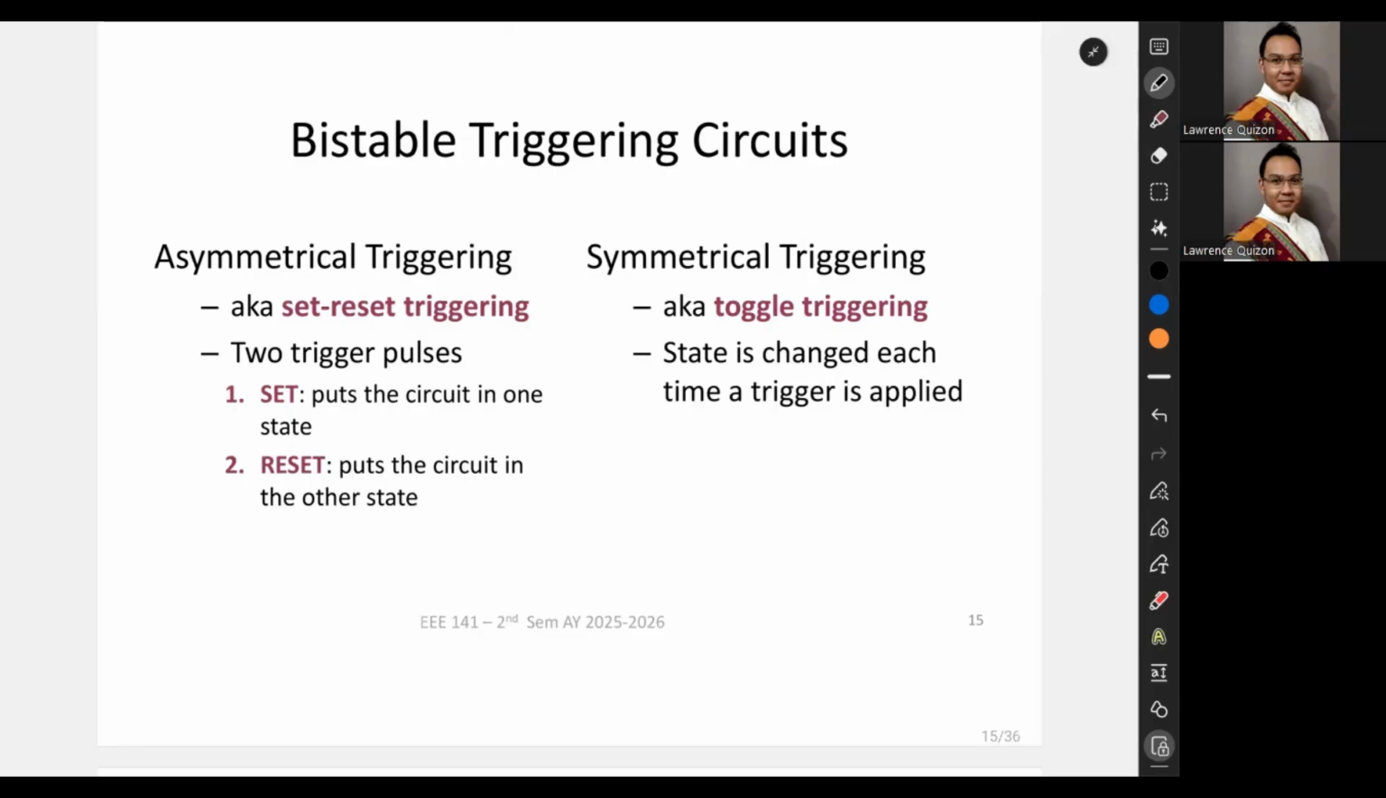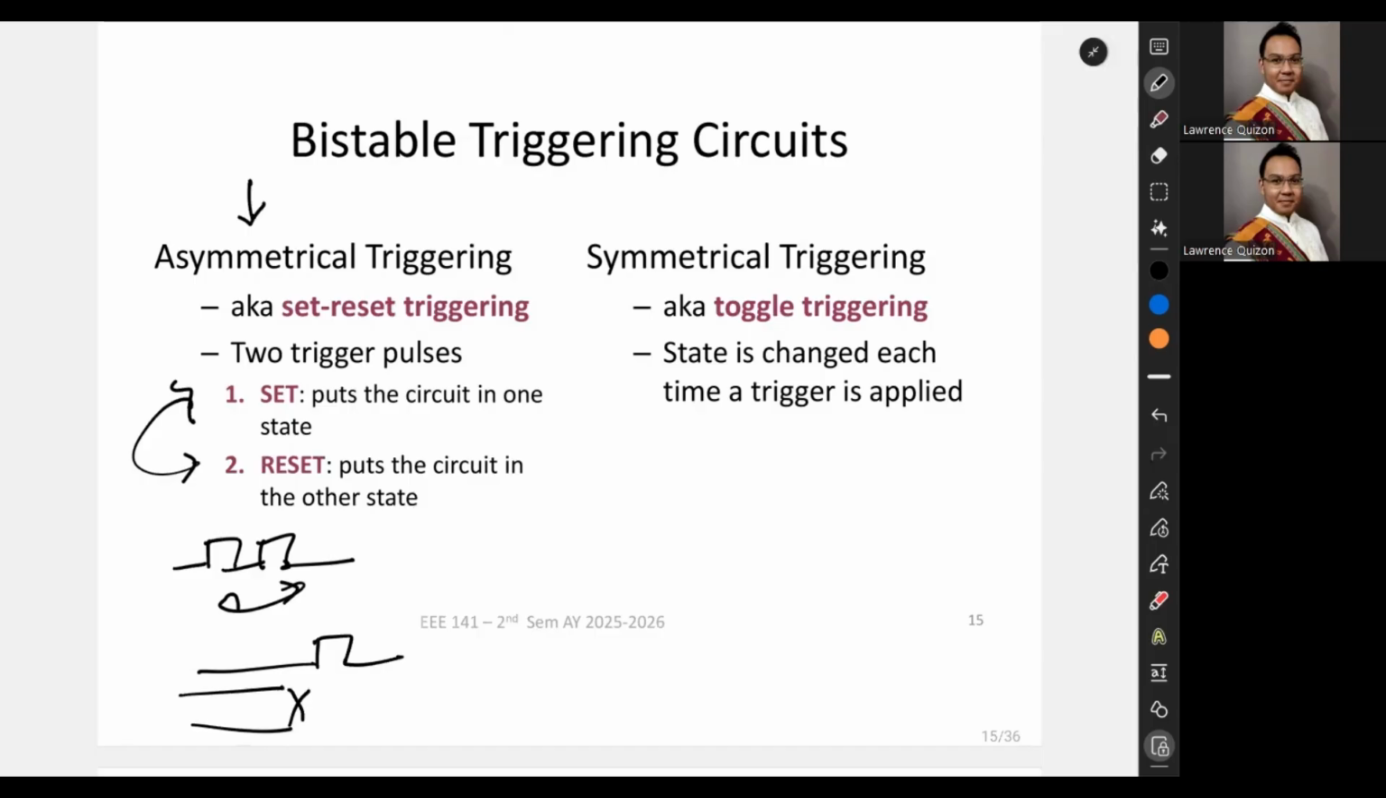So, first type, we have asymmetrical triggering. This is when we have two pulses. We can either set to make sure it's in one state or reset to put it into the other state. So basically, putting in two of the same pulse will not change the state. Rather, you need to pulse the other, so this is the S state, and then because we pulse the other one, we put it into the reset state. Okay?